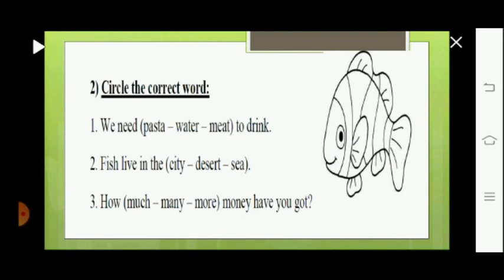Circle the correct word. Okay, we need pasta, water, meat to drink. Excellent, water. 2. Fish live in the... Good job. Sea. 3. How much, how many, or how more money have you got? Excellent. How much money have you got?